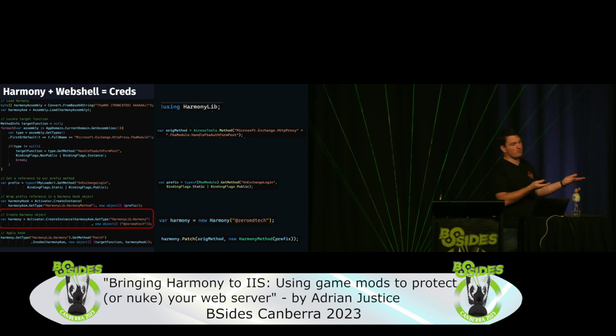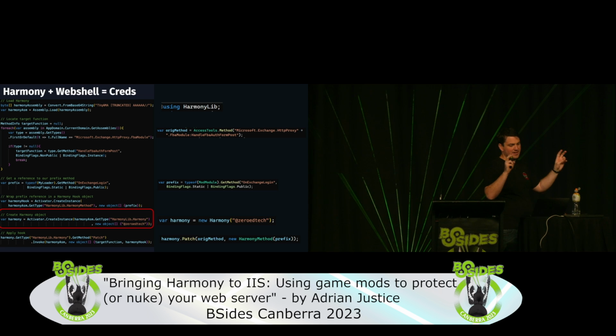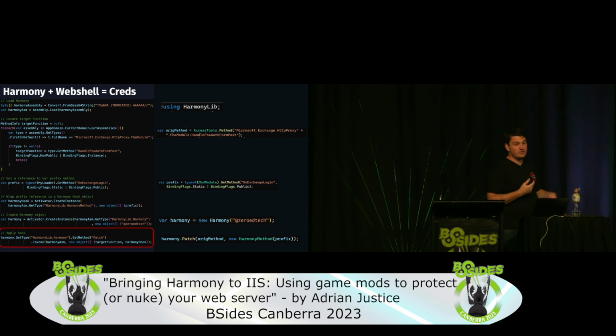So this is exactly what we've done several times before. Same general idea, we find a reference to the Harmony type, and then just call the constructor of it, passing in our identification string. Last but not least, we call patch on our Harmony function, passing in a reference to the target function and our wrapped up prefix function. So if all of that works, we should be good to go.